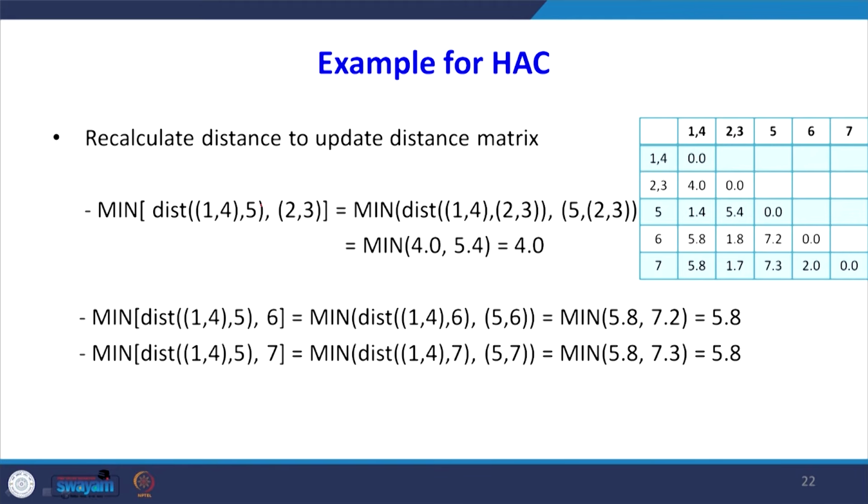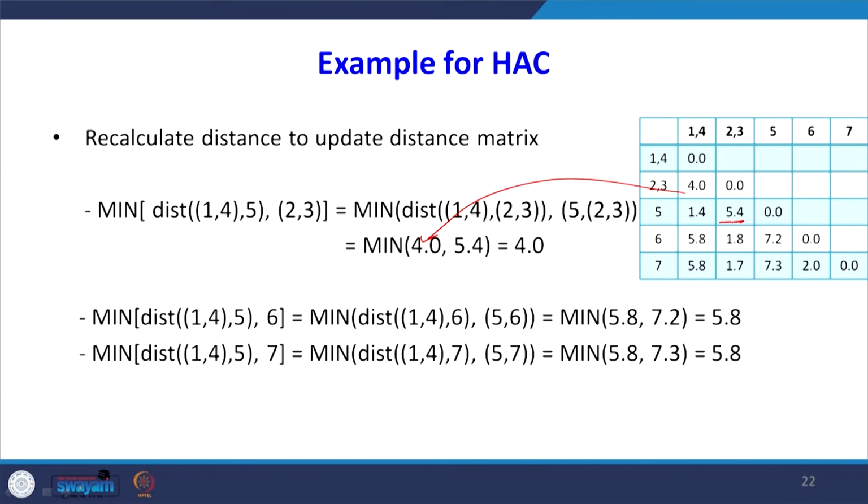So the distance between this cluster versus another cluster, in that there are 2 objects, 2 comma 3. So what we have to do? Minimum distance between 1 and 4 and 2 comma 3, and 5 and 2 comma 3. So what is happening here? 1 and 4 is there, 2 comma 3 is there, the distance is 4. This value we got. The distance between 5 comma 2 comma 3.